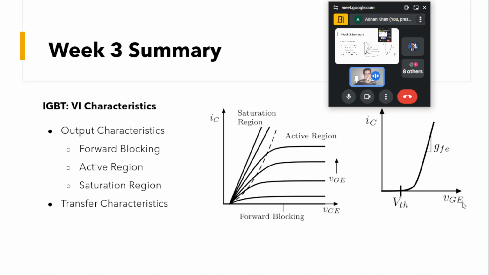But as we increase VGE up to the threshold voltage, there is no current flowing, but beyond the threshold there is some current that will flow. If we keep on increasing VGE, it will move from the forward blocking region to active, then to the saturation region where we have a linear slope of the IC and VGE graph, which is known as gfe. This shows us the transfer characteristics that had been previously discussed in detail in the MOSFET characteristics. These are similar, so I shall not be going into the detail here. So this was about the VI characteristics.